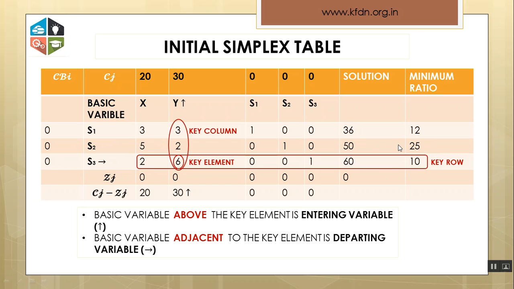Now after determining Zj, we need to determine Cj minus Zj to check the optimality condition. Now Cj minus Zj will be calculated as follows: 20 minus 0, which is equal to 20, 30 minus 0, which is equal to 30, 0 minus 0 equals 0, 0 minus 0 equals 0, 0 minus 0 equals 0.